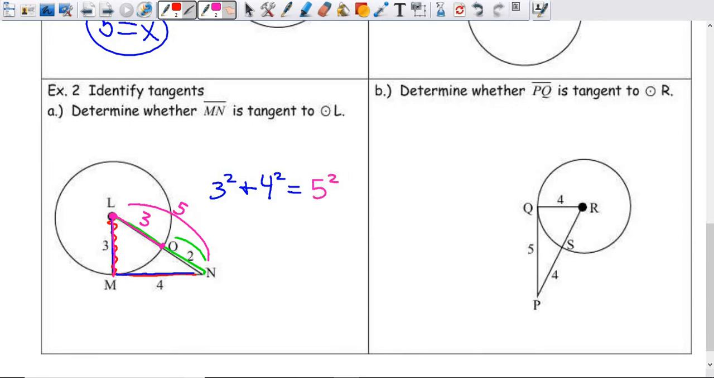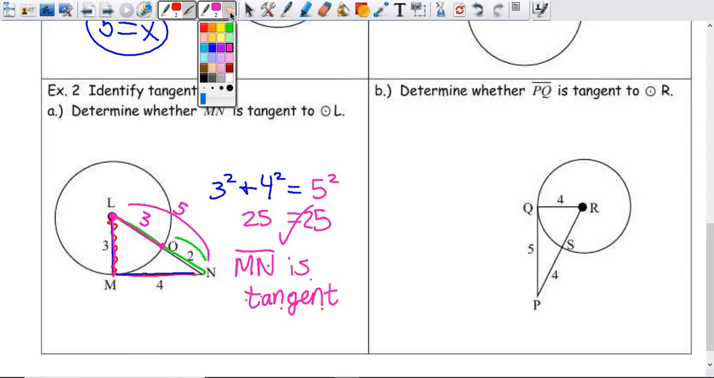So now I have 5 squared. 3 squared plus 4 squared is 25. 5 squared is also 25. So it checks out, and MN is tangent. Okay, oops, let's go blue.